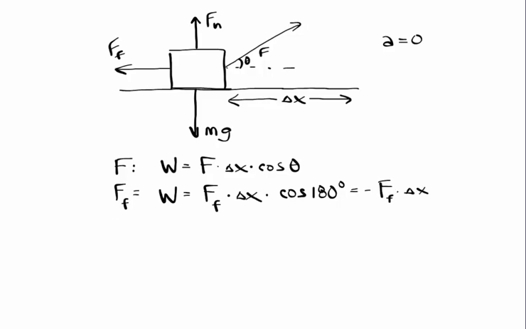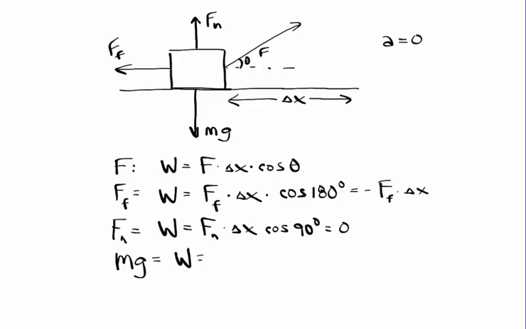If we were to look at the normal force, we would get that the work done is the normal force times the displacement times the cosine of 90 degrees, which is just 0. And finally, the work being done by mg, or the weight, is mg times the displacement times the cosine of 90 degrees, which again is 0. These are the kind of calculations that you need to be able to do for work.